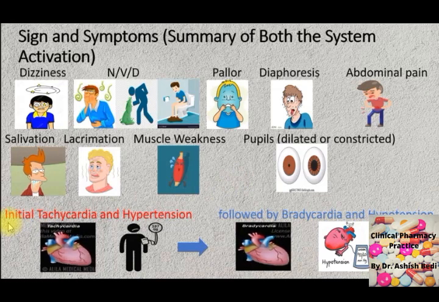Patient will get initial tachycardia and hypertension due to the activation of the sympathetic nervous system initially. So he will experience tachycardia and hypertension, but it will be followed by bradycardia and hypotension due to the activation of the parasympathetic system. So the patient initially presents with tachycardia and hypertension, and finally it follows with bradycardia and hypotension. Okay.